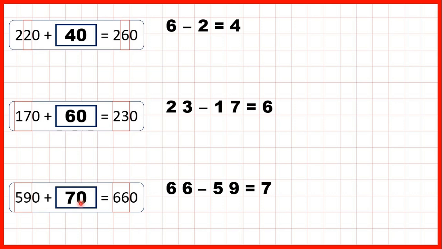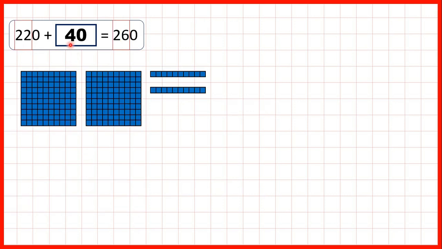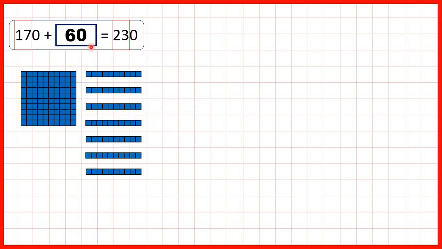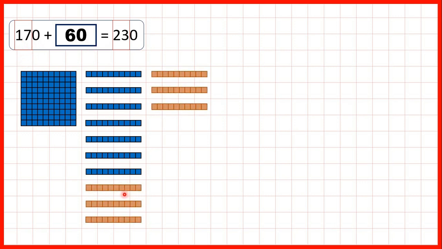as our ones digit. So let's take a closer look at these questions so that we can see what was happening. First, we started with 220, and then you can see that to get to 260, we need to add 4 tens, so that's 40. Then we started with 170, and to get to 230, we needed to add 6 tens, or 60.